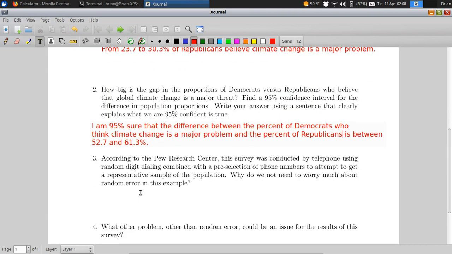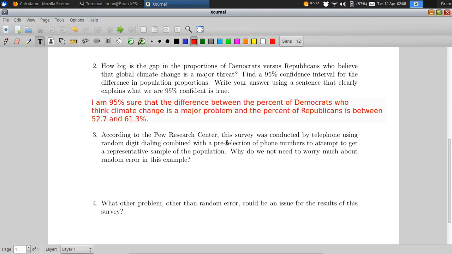So kind of interesting. Okay, according to the Pew Research Center, this survey was conducted by telephone using random digit dialing combined with a pre-selection process where they selected phone numbers to try to get the right percentages of people of different racial and economic status and the right ratio of landlines to cell phones. And so, of course, they're doing all that to try to get a good representative sample. And so I asked this question first. I say, why do we not need to worry much about random error in this example?